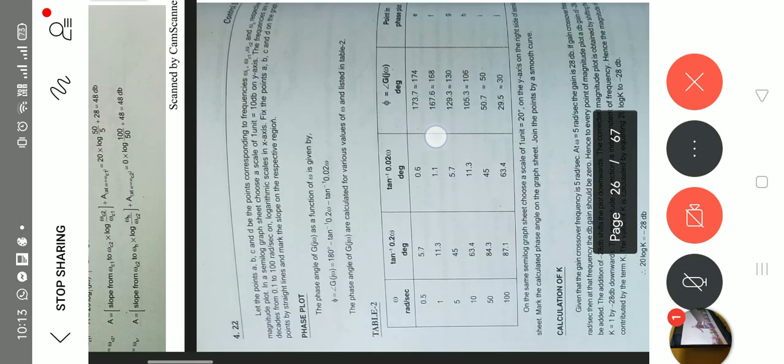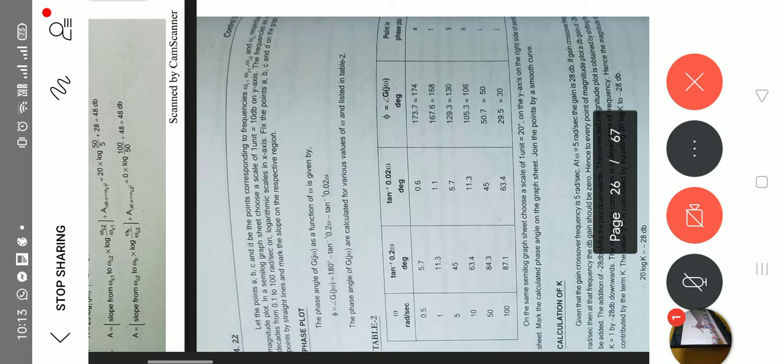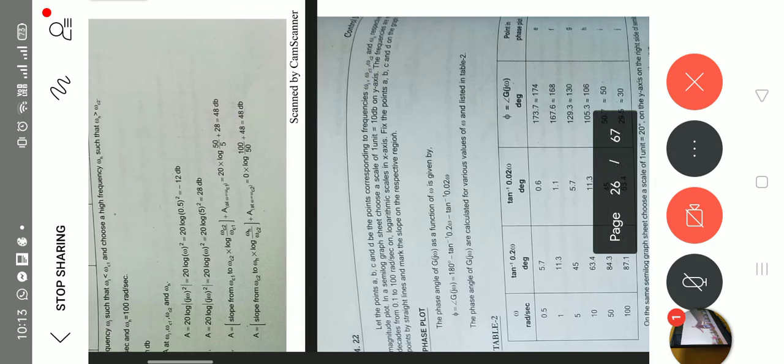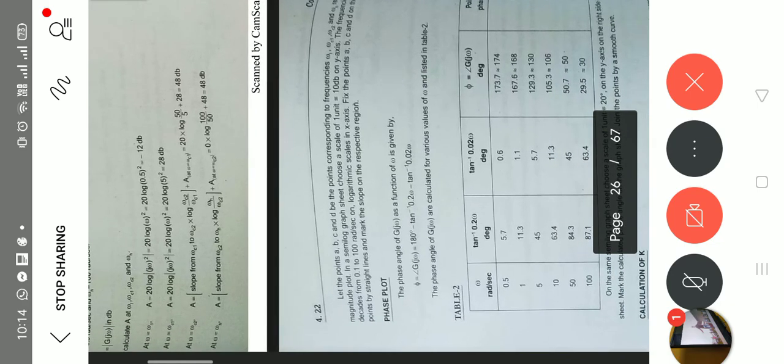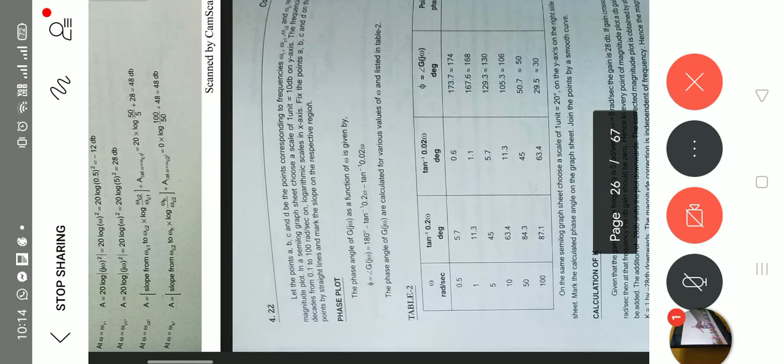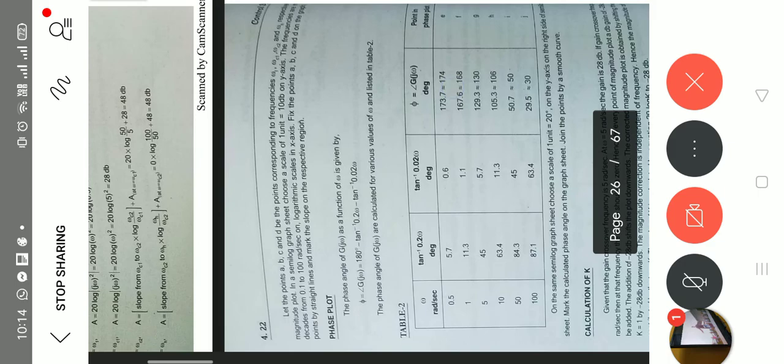How to represent the phase? Phi is equal to the angle of G(j omega), which is 180 minus tan inverse of 0.2 omega and tan inverse of 0.02 omega. This is the phase formula. We substitute in place of omega the values 0.5, 50 and 100, then we get the phi values. We can draw the graph sheet using corner frequency versus magnitude and corner frequency versus phase.